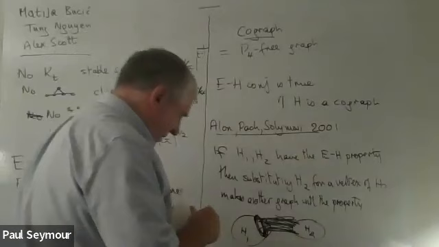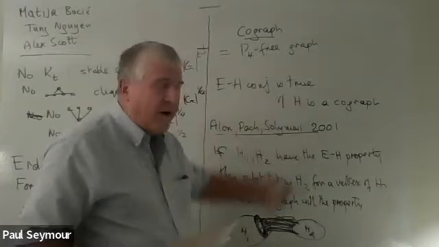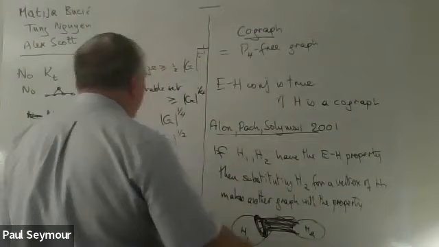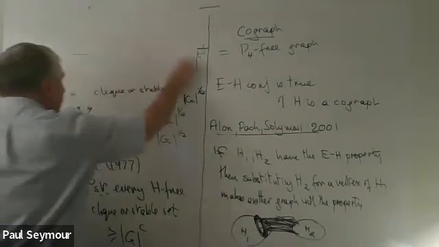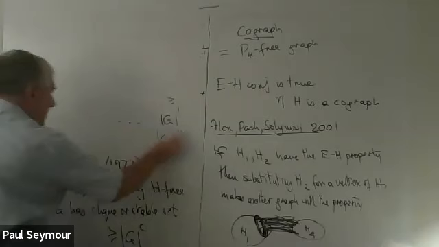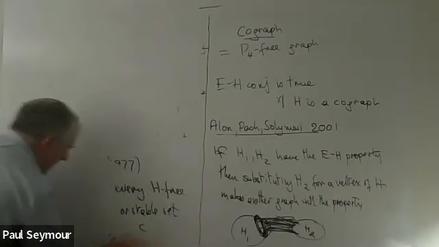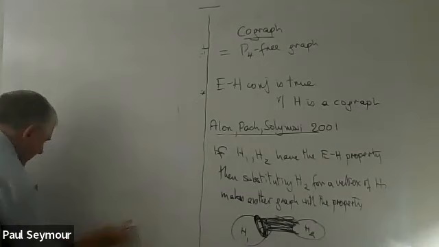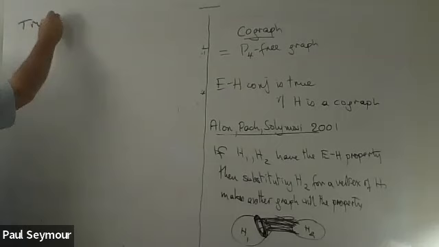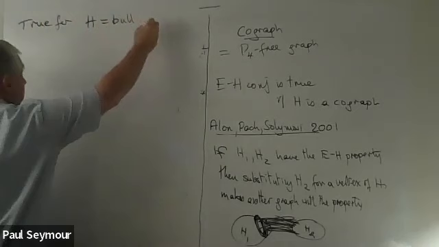That gives you a nice big class of graphs. Except if you start with co-graphs and you substitute co-graphs for vertices, you just get more co-graphs. So that doesn't get you very far. But there are other graphs for which the Erdős-Hajnal conjecture is known. Well, I listed them here, right? There's the bull. So it's true for the bull, which is this graph.